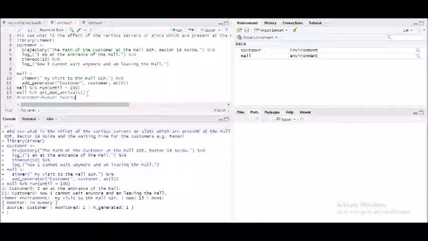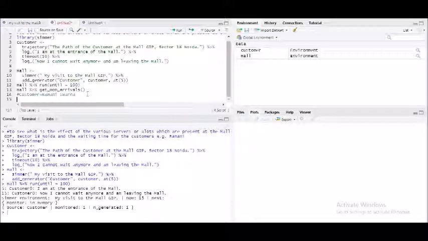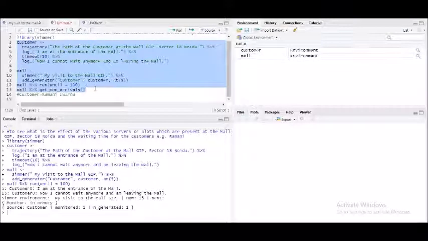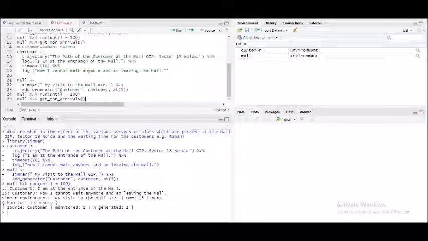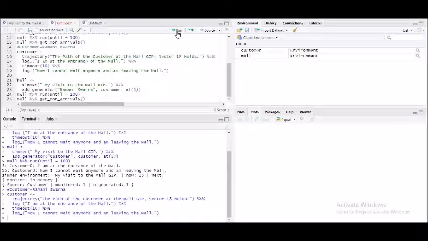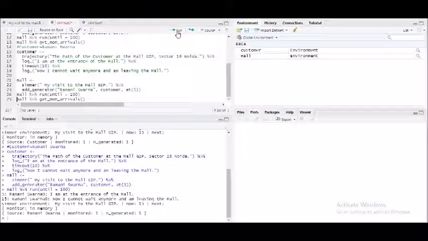Now you can run the program once again and see what you're going to get. Here we go. Ramani Swarna. Can you see that instead of the customer which you were able to see in the earlier part, where you were seeing customer 0 at the 5th minute, now you are seeing that at the 5th minute it is Ramani Swarna who has entered. So after 10 minutes, these are the words of Ramani, or let's say the person who is observing me knows my name and says, now I cannot wait anymore and I'm leaving the mall. So you can see how things can be changed.